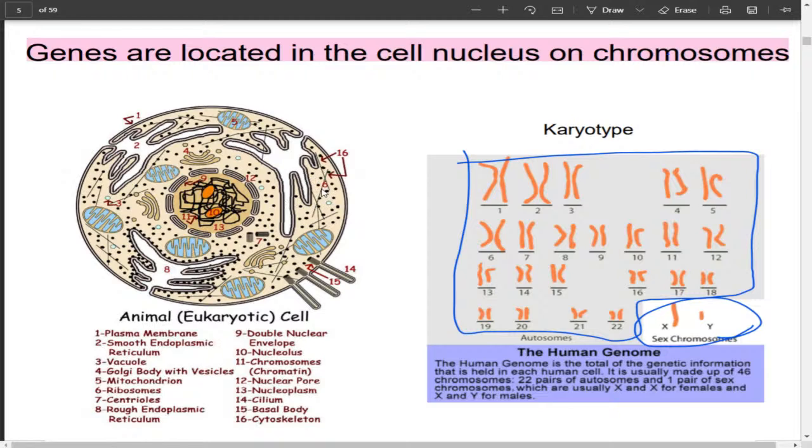This is number 6, the ribosomes, but number 7 is nowhere to be found in this picture of an animal eukaryotic cell. It is mostly a centriole that is between this 1 and 2 chromosomes. So it should be here, number 7. Maybe this one.